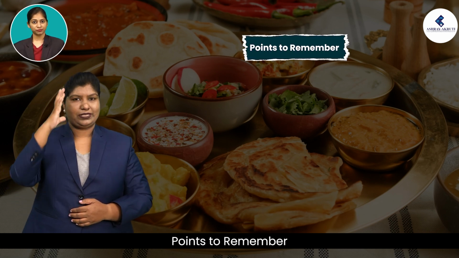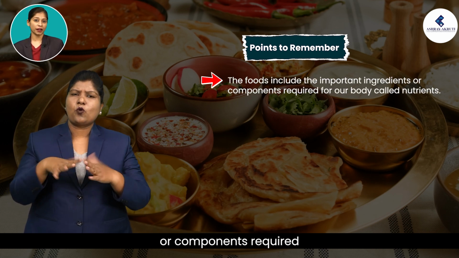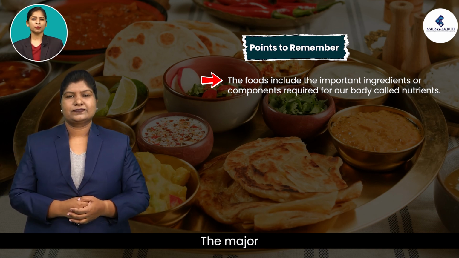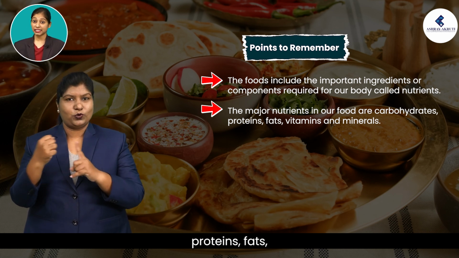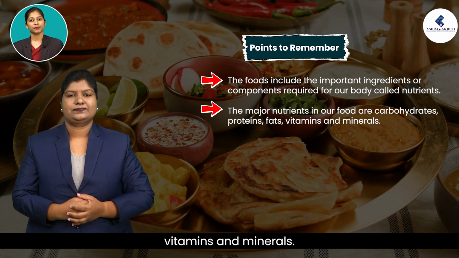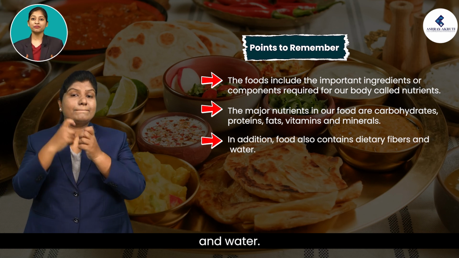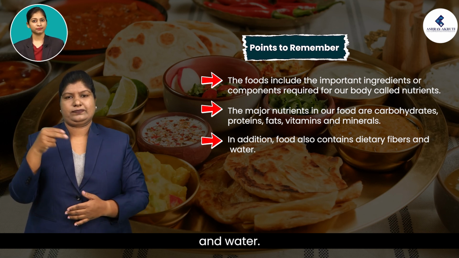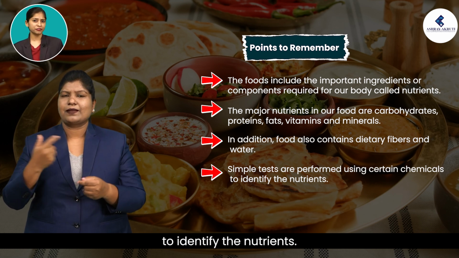Points to remember. The foods include the important ingredients or components required for our body called nutrients. The major nutrients in our body are carbohydrates, proteins, fats, vitamins and minerals. In addition, food also contains dietary fibers and water. Simple tests are performed using certain chemicals to identify the nutrients.